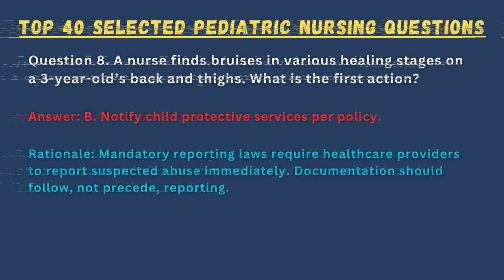Answer: B. Notify Child Protective Services per policy. Rationale: mandatory reporting laws require healthcare providers to report suspected abuse immediately. Documentation should follow, not precede, reporting.